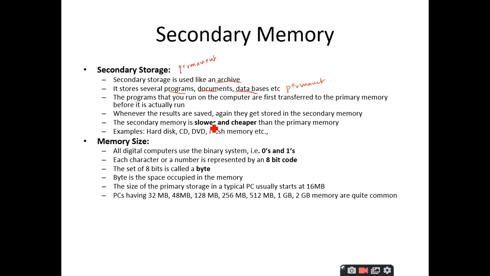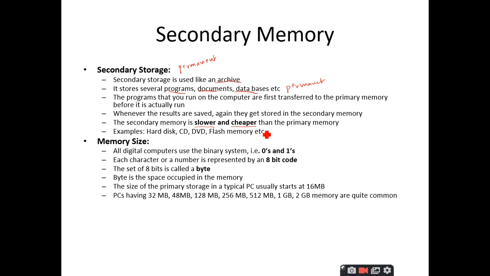And as I told, whatever programs you are going to store, you store them in this secondary storage, and once you want to run those programs, you get them from the secondary memory to the primary memory, and whatever results you have from the primary memory, you again throw back to the secondary memory for the permanent storage. And the main characteristic of this secondary memory is they are slower than the primary memory. When compared to that of RAM and ROM, they are slower, and they are cheaper also.